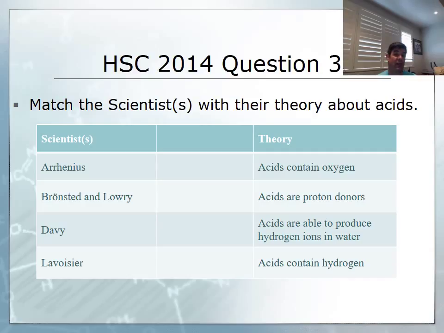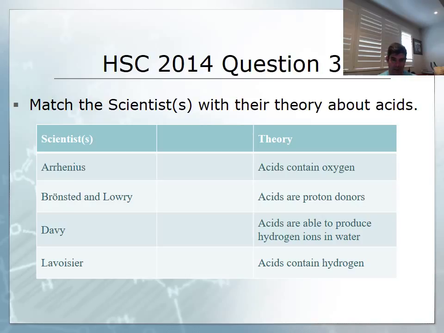So here's a question from the 2014 paper. It was actually a multiple choice question where you just had to work out which of these reading straight along was the correct answer, but I think we can do better than that. I think we can actually match each of these up. So can you match each of the scientists with their particular theory about acids and bases?